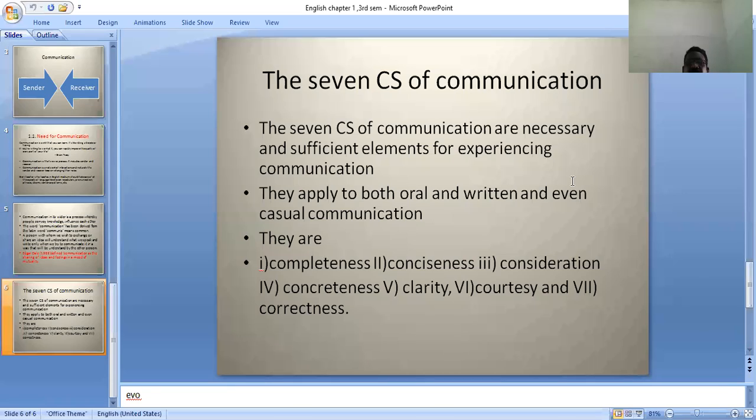It is not direct speaking, it is indirect speaking. Conciseness and consideration. We should consider what we are speaking, and concreteness. We should have the concreteness, courtesy and the correctness. Okay, then I will show now another PPT. Wait, all of you.